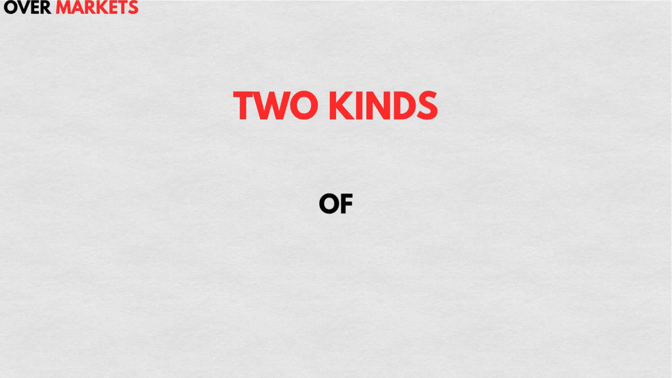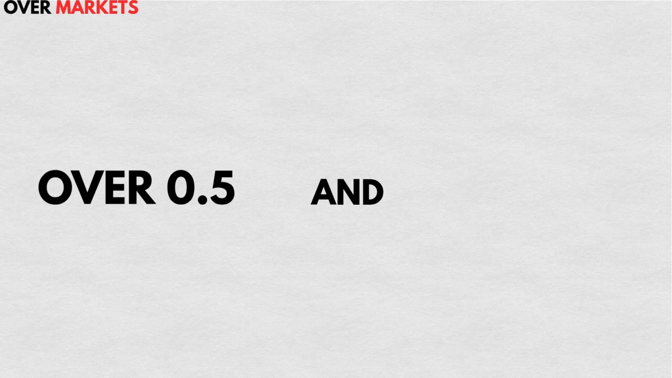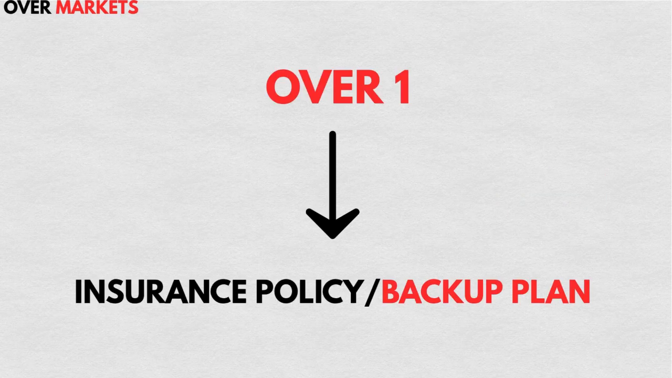There are two kinds of over markets, the over 0.5 and the over 1. Think of the over 1 as an insurance policy, like a backup plan, just in case the game doesn't go exactly the way you want it to.